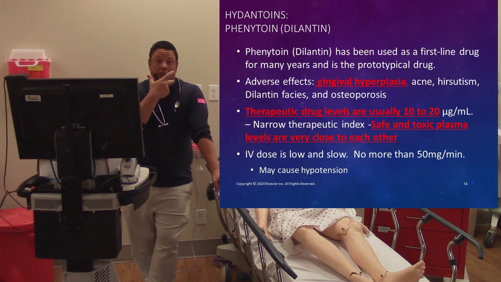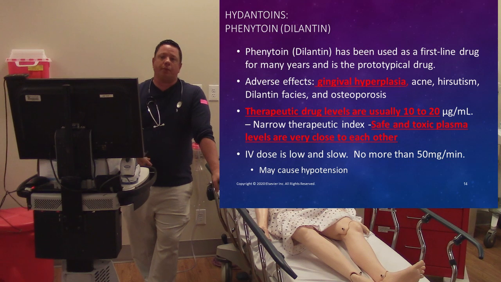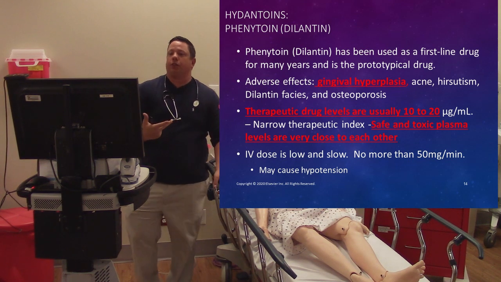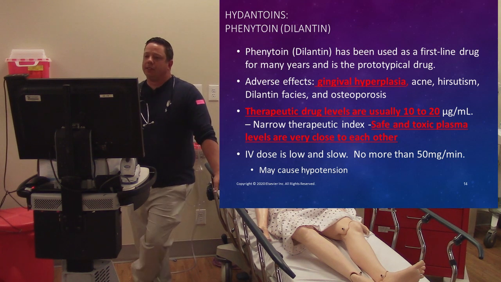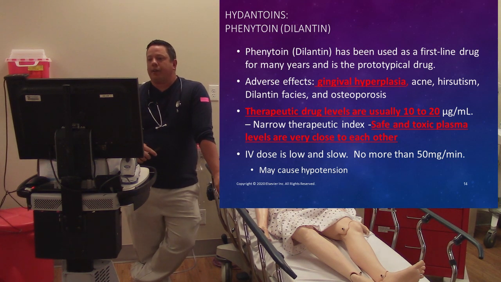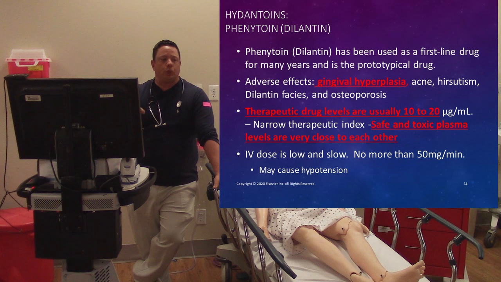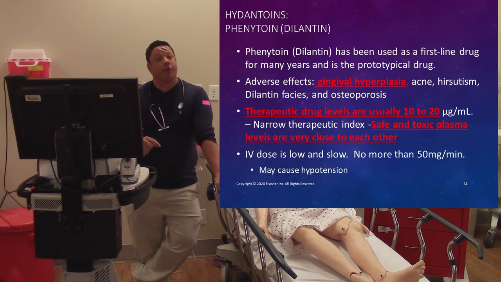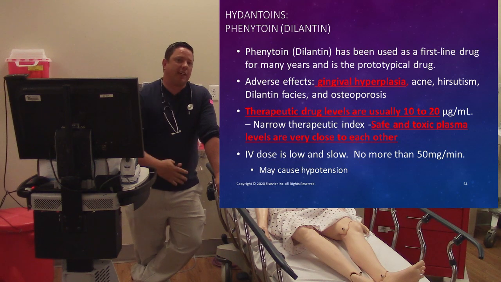Adverse effects are going to be gingival hyperplasia. You just Google image that. It's going to be important. Also acne, hirsutism, which is increased hair, Dilantin facies, and osteoporosis. Therapeutic drug levels are going to be 10 to 20. You do need to remember therapeutic drug levels for Dilantin. It's got a narrow therapeutic index. It's between 10 and 20.